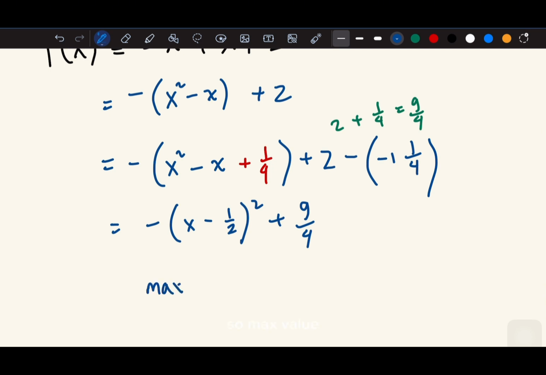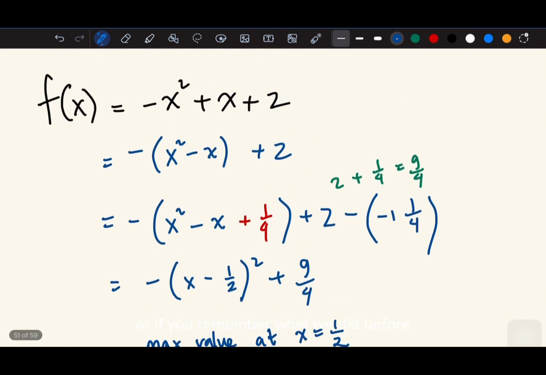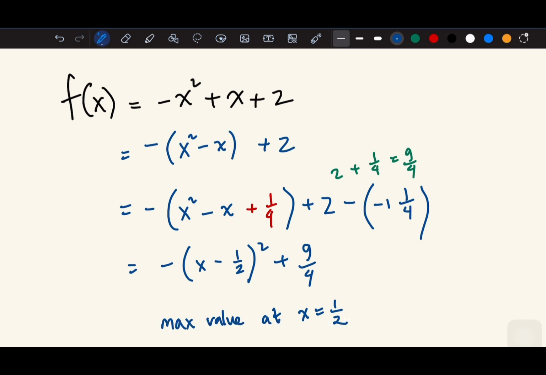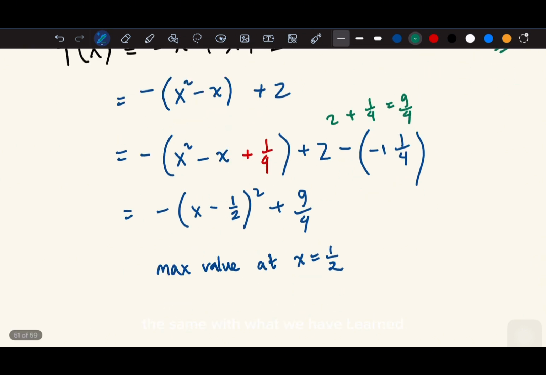So max value at x equal 1 over 2. Or if you remember what we did before, x is equal to negative b over 2a. This is when it's going to be maximum or minimum. So negative b, so b is here. So this is a, b, and c, right? So negative b means negative 1. 2a means negative 2. So it's really half, the same with what we have done.